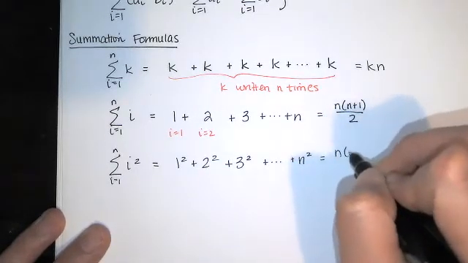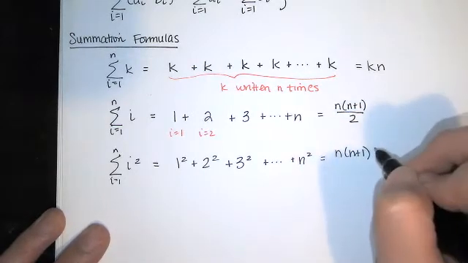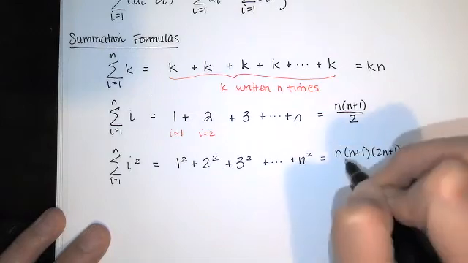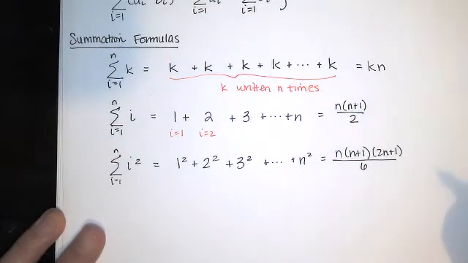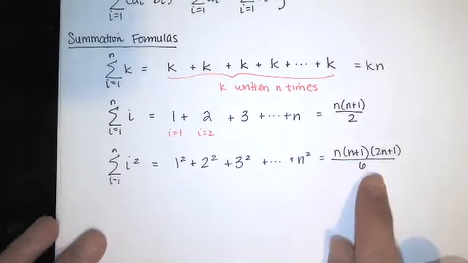It's n times n plus 1 times 2n plus 1, all divided by 6. If you're thinking, what on earth? I know. But it turns out that's what you get.